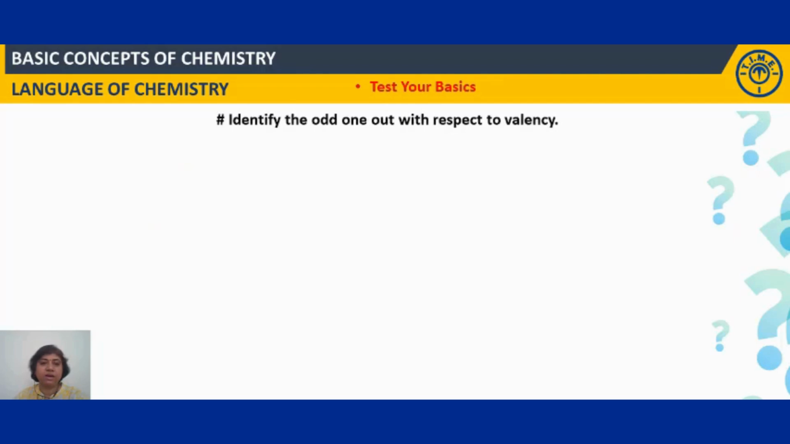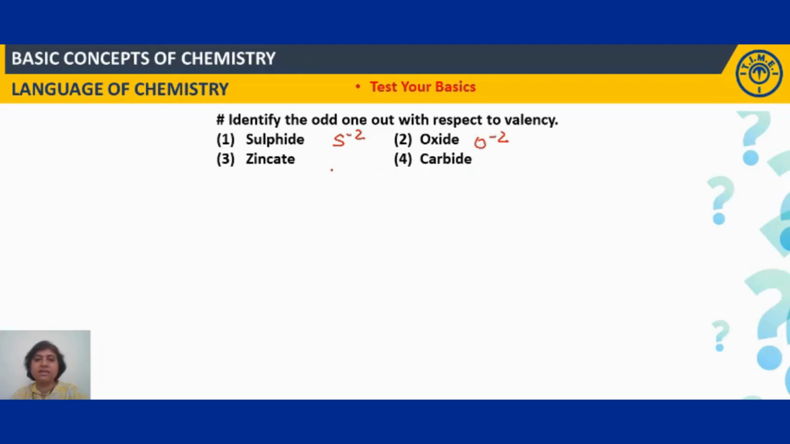Identify the odd one out with respect to valency. Here we have to see the options: sulfide, oxide, zincate, carbide. Let us work out. First, we will write the symbol or formula along with their valencies. Sulfide S minus 2, oxide O minus 2, zincate and carbide.